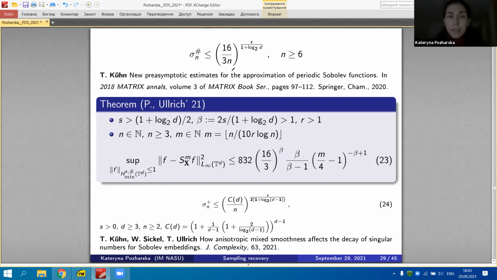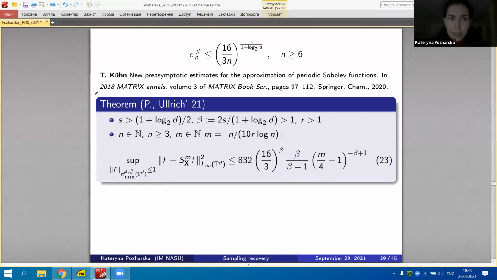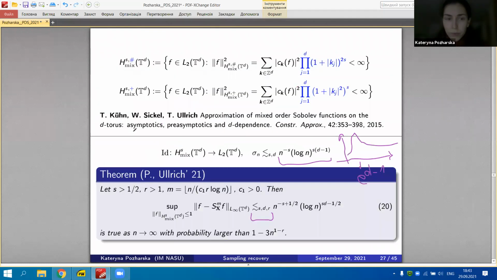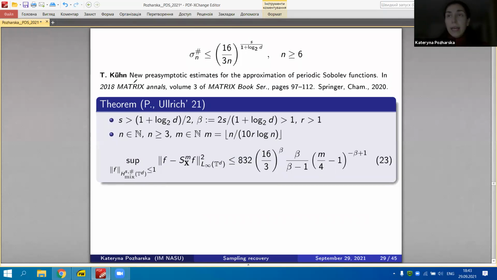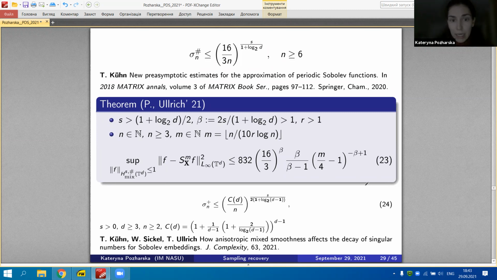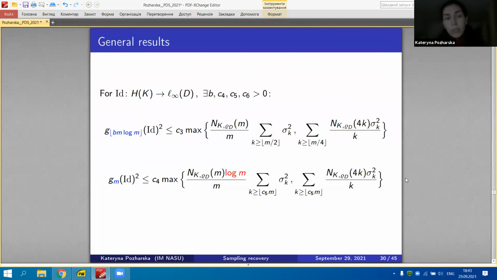The pre-asymptotic estimates for singular numbers sigma n were obtained by Thomas Kuhn. Earlier, they were established in this paper by Kunsik and Ulrich, but not for all n. Further, Thomas Kuhn improved these estimates for all n. So we were able to use these estimates. And also for this plus norm, we can use the recent paper by Kunsik and Ulrich in the Journal of Complexity.